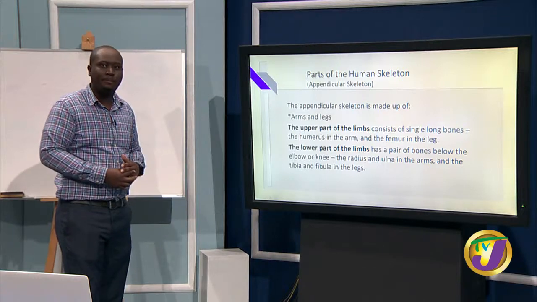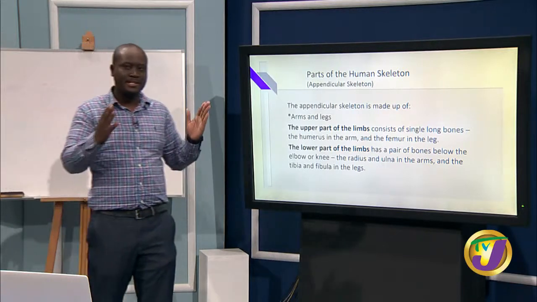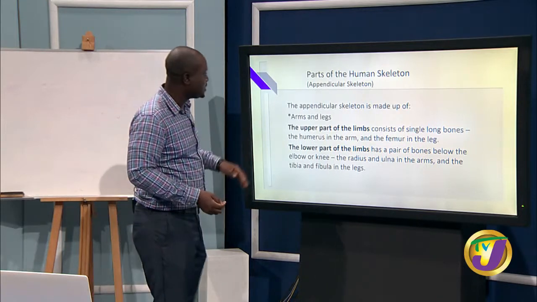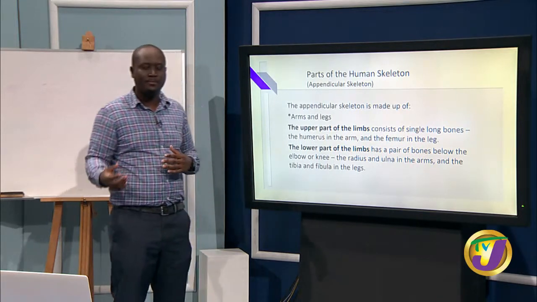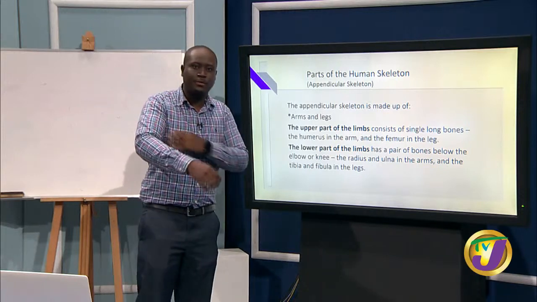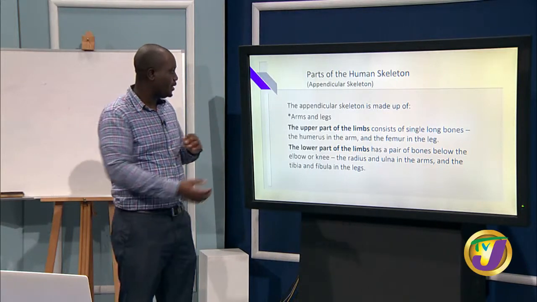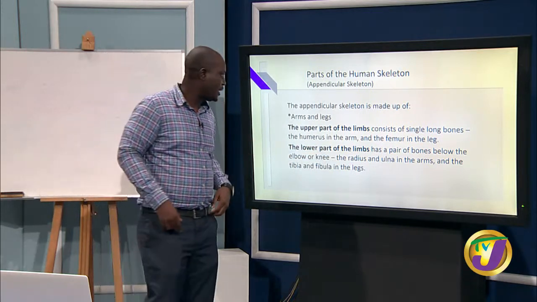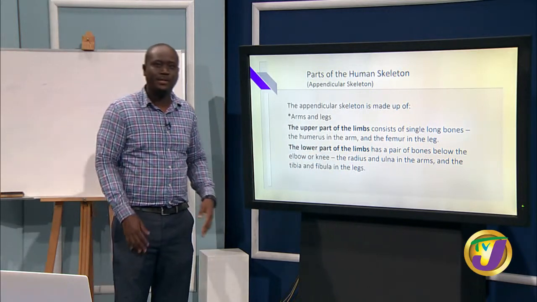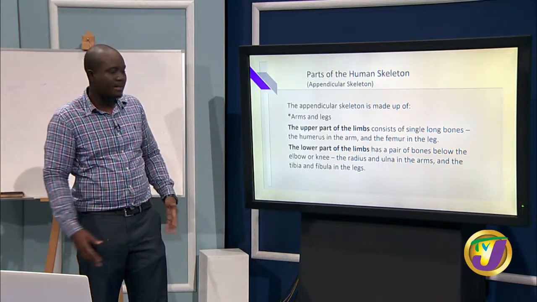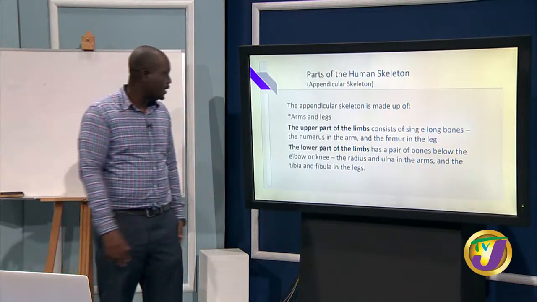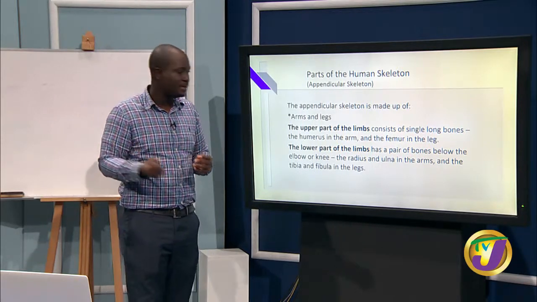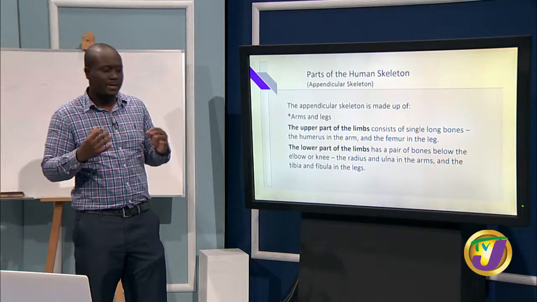Now we're going to look at the appendicular skeleton. All of that was just the axial skeleton. The appendicular skeleton is the arms and legs. In the upper arms, the humerus is located. In the lower arms, you have the radius and the ulna, right? The upper leg has your femur, and the lower leg has the tibia and the fibula. And in the hands, you have the carpals, the metacarpals and the phalanges.